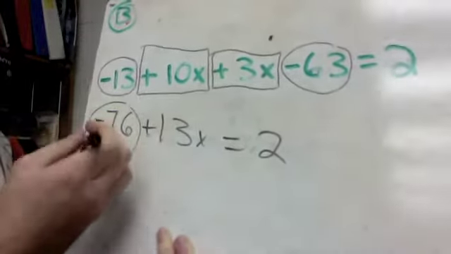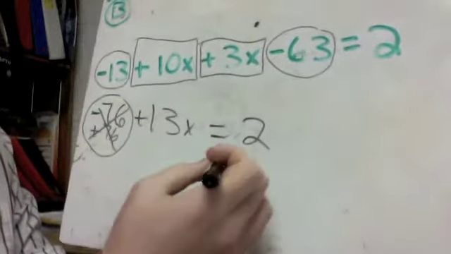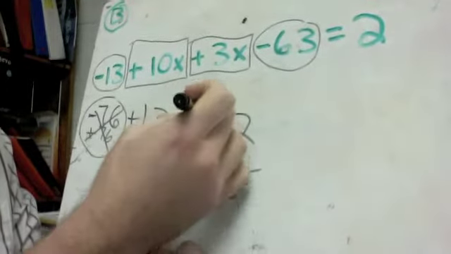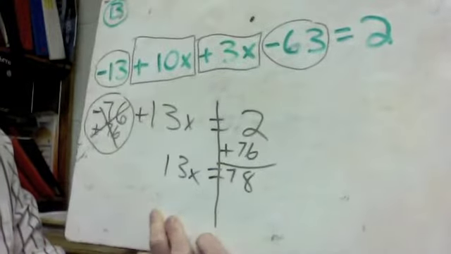So that's going to be this. Opposite would be plus 76. That would cross out. We will add 76 over here and we're going to get 78. So now we've got 78 equals 13x.